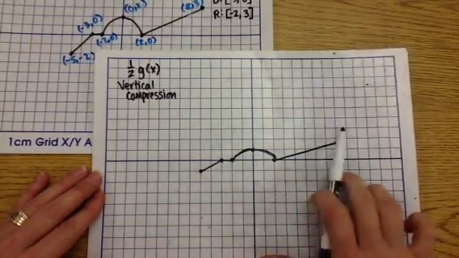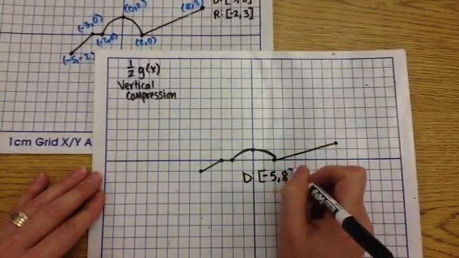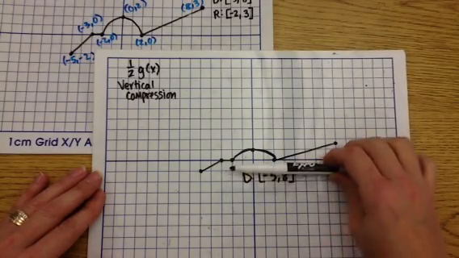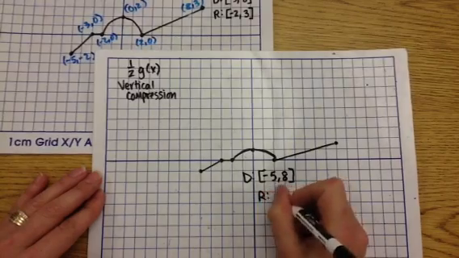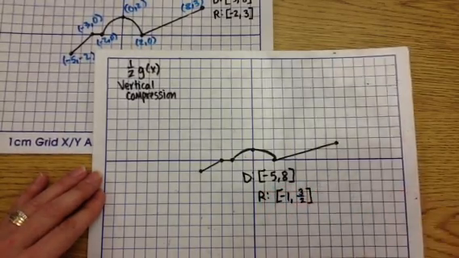Domain, again, did not change. So the domain is still -5 to 8. But the range now goes from -1 up to 1.5. So the range is -1 to 3/2 or 1.5.